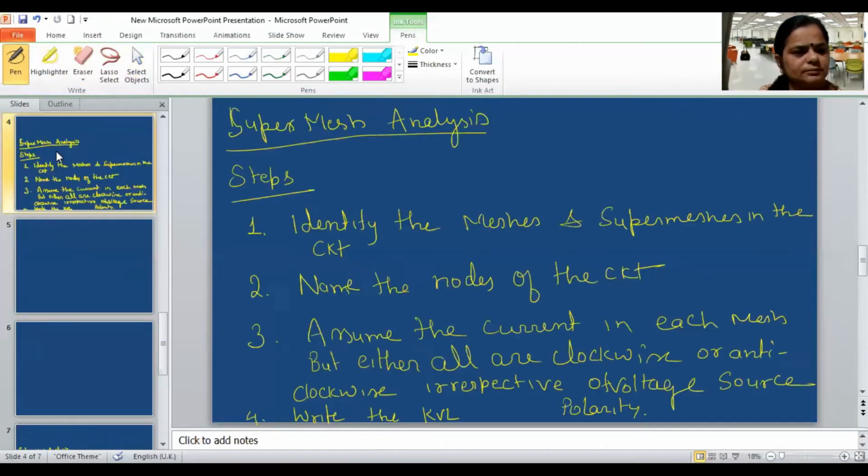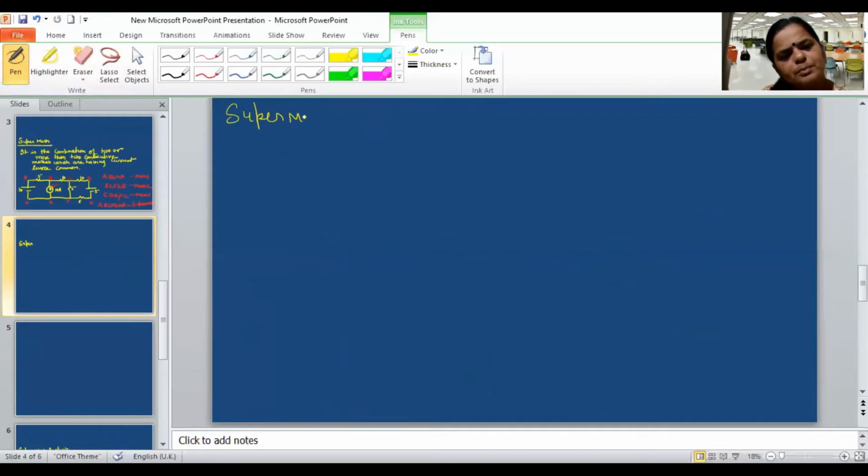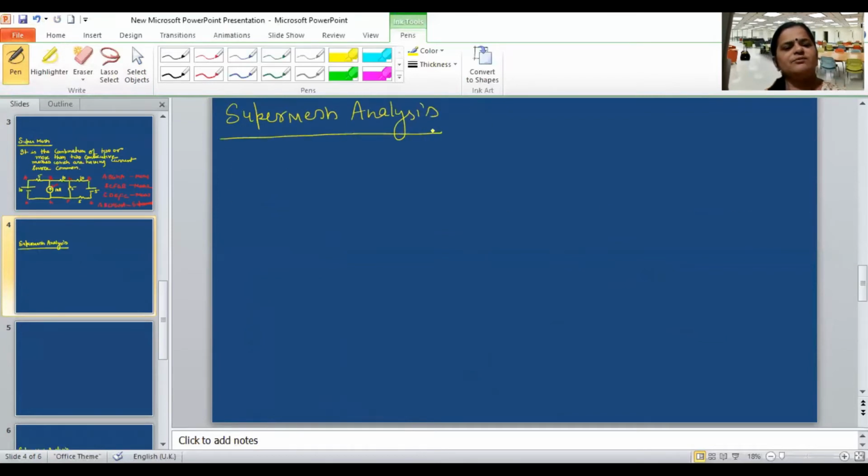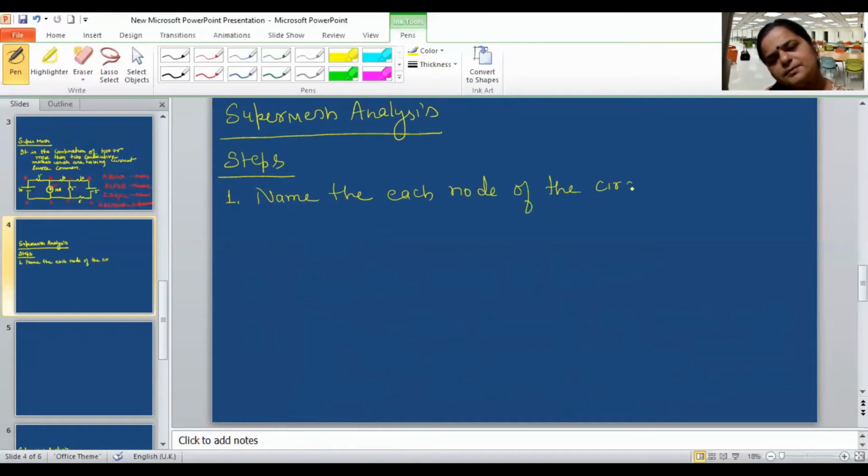Now let us try to understand supermesh analysis, and how to approach a numerical when we use supermesh analysis. First I am writing the steps that are supposed to be followed. Step number 1, name each node of the circuit. Then the second thing is to identify the meshes and supermeshes in the circuit.